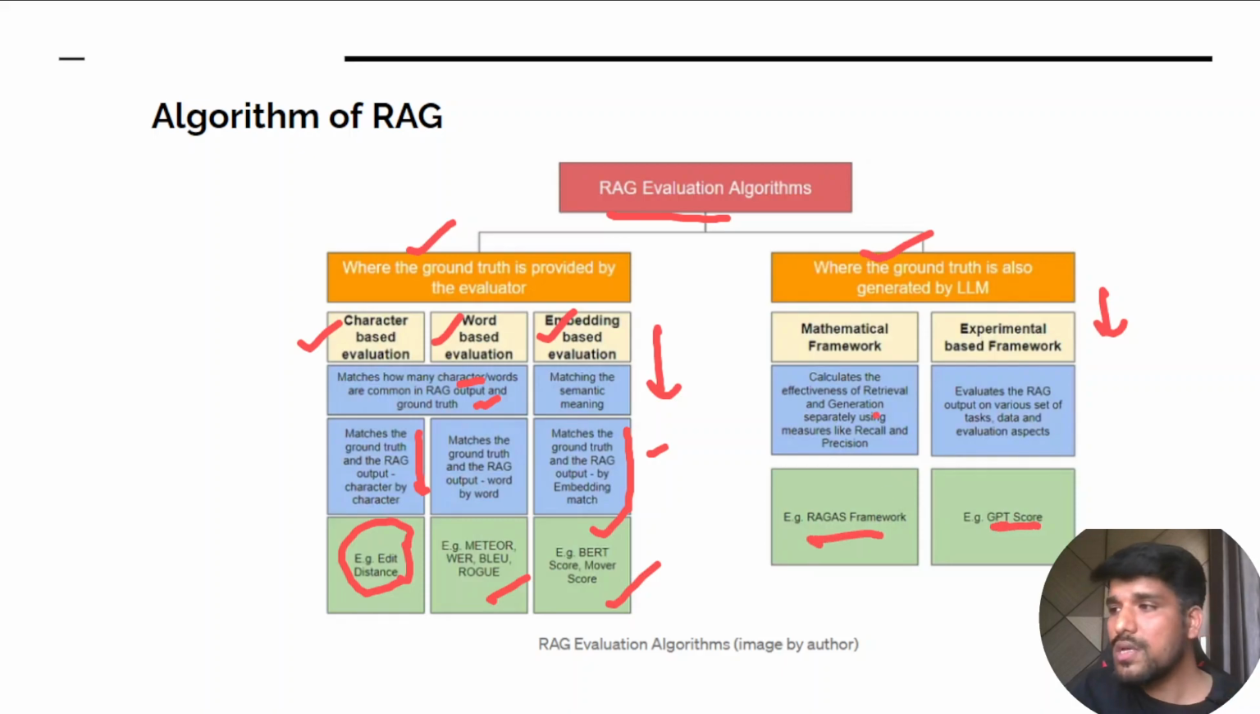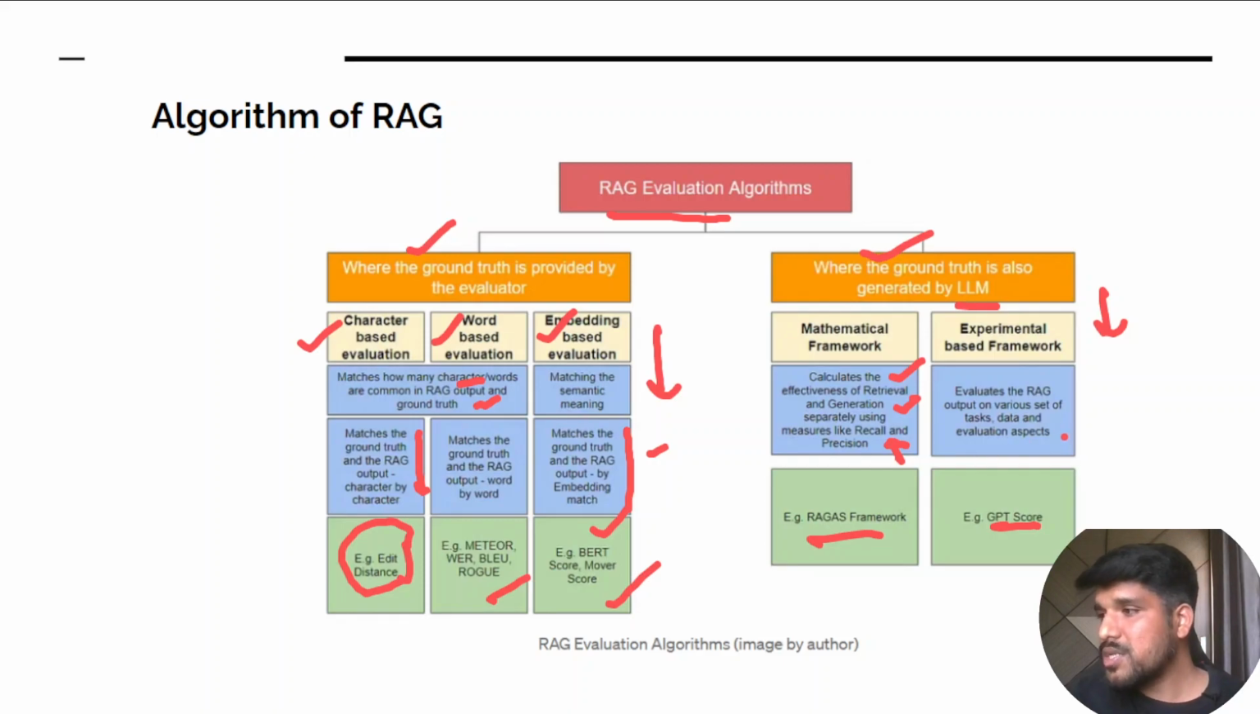This will do some kind of evaluation where the ground truth is also generated by the LLM. And we know that RAGas is nowadays one of the popular frameworks which will help you do synthetic data generation as well. In the mathematical framework, it will calculate the effectiveness of the retrieval and the generation separately, and it will check the recall and the precision. I'll explain in detail, but this is just for your information.